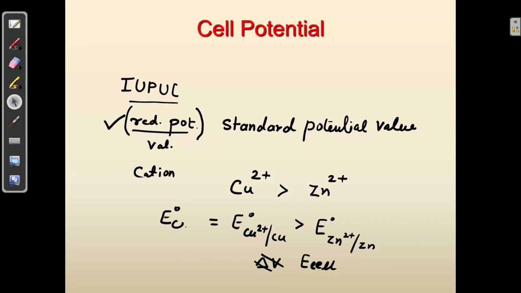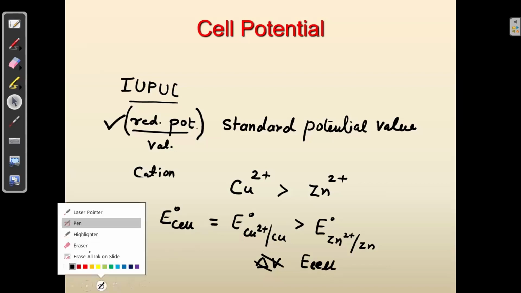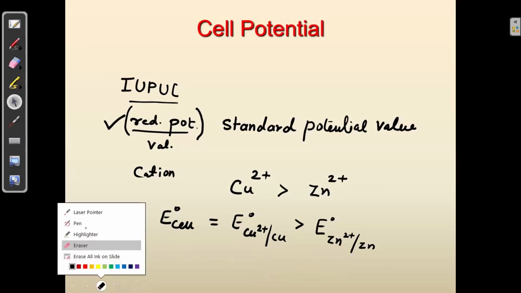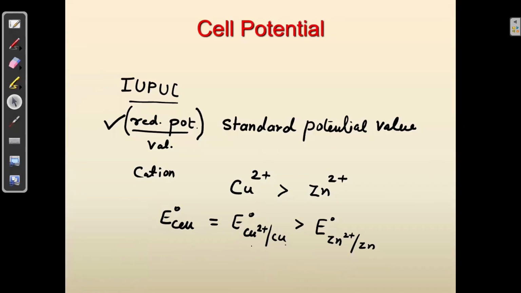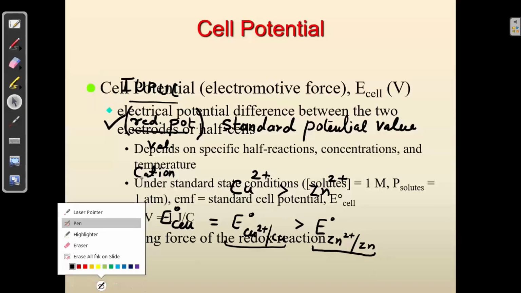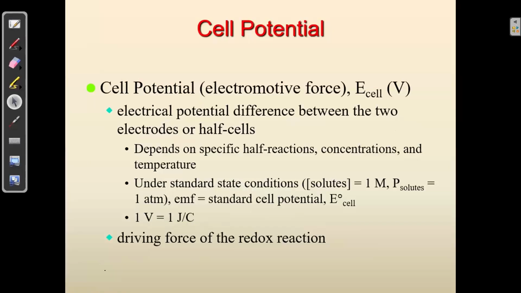E not cell. Okay. Now, how do we know the difference? For this difference, we should know the values. We should know what is the value of copper plus 2 to copper ion. There is some numeric value for this, and there is a numeric value for this also. And how do we get these values? We get these values by comparing, by standard hydrogen cell, SHE.